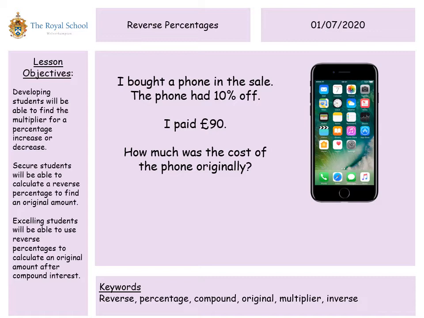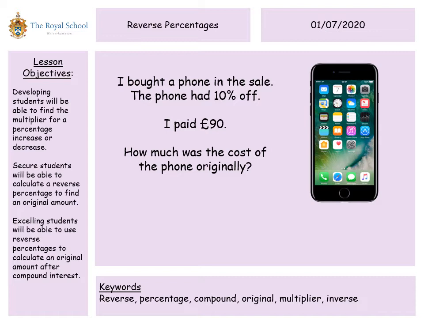So our example here. I bought a phone in the sale and the phone had 10% off. I paid £90. Now you might be aware here that in our usual questions we might be told things about sales. This is really common use of percentages, but we have to work out what the sale price is. Now if the phone's already in the sale and this person paid £90, that percentage decrease has already occurred. You've got to be really careful with these questions.